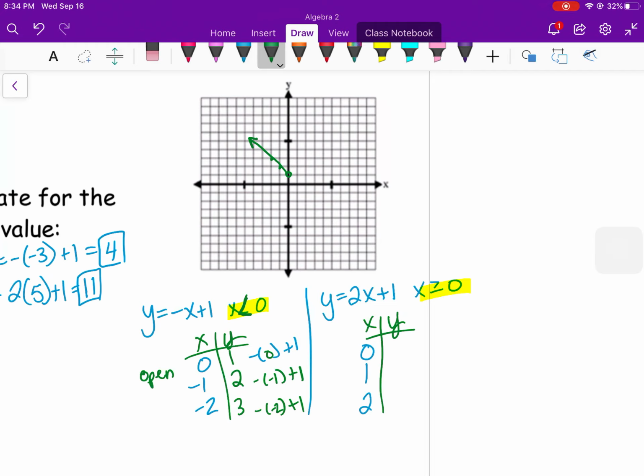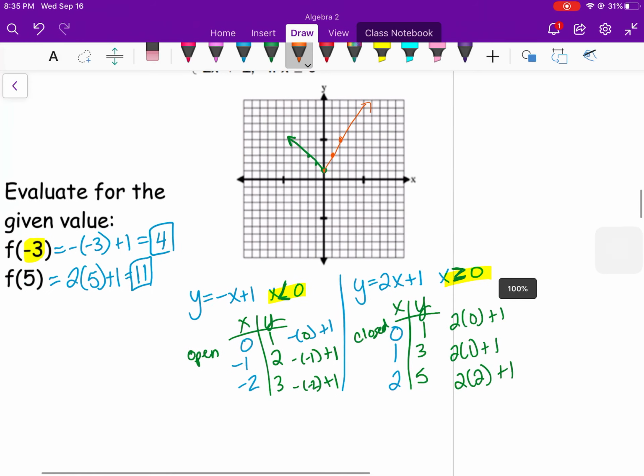So plugging into this side is 2x plus 1, so 2 times 0, 0 plus 1 is 1. 2 times 1 plus 1 is 2 plus 1 is 3. Then 2 times 2 plus 1, 4 plus 1 is 5. This one, x is equal to 0 here, so this will be a closed circle at your first point at 0, 1. Since we already have a point at 0, 1, we're just going to put the other point right inside there, and then 1, 3, and then 2, 5. And there we are.